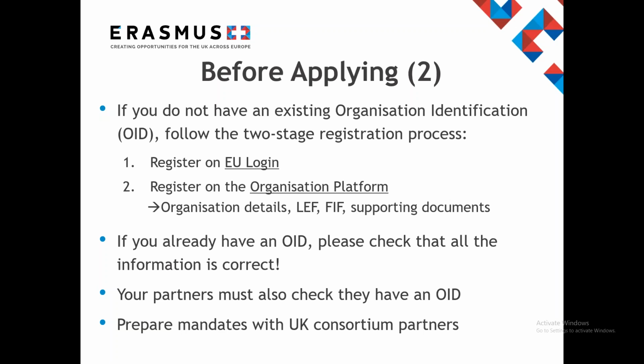The registration process is really simple, and you can download a guide off our website, which will talk you through how to do this. The guide can be downloaded from the Before You Apply section of the UK website, and you'll find the link to it on the handout. You will then need to obtain an OID through the European Commission's organisation platform. The organisation platform is the single entry point for the electronic administration of Erasmus Plus and European Solidarity Corps projects, as well as projects funded under other EU programmes.